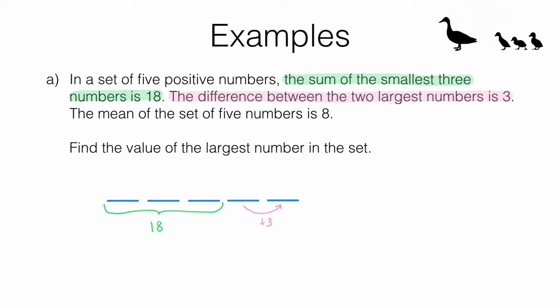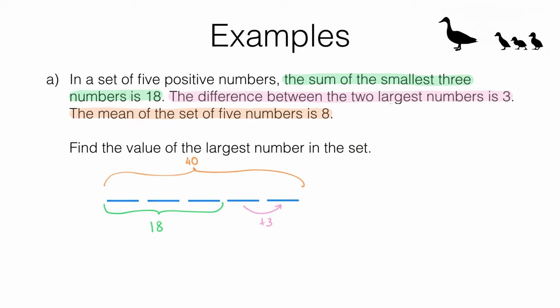Finally, the question tells us that the mean of the set of 5 numbers is 8. That means when you add up the 5 numbers and divide by 5, you get 8. So the total of the 5 numbers must be 40. Now, what we want to do is find the value of the largest number in the set.